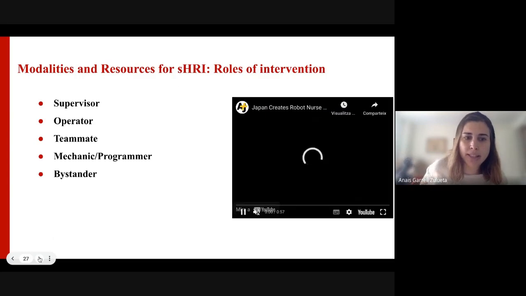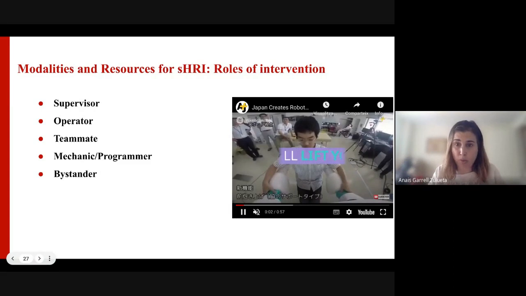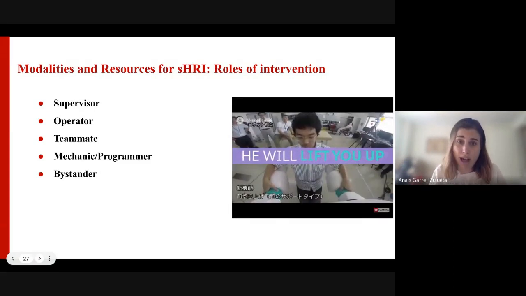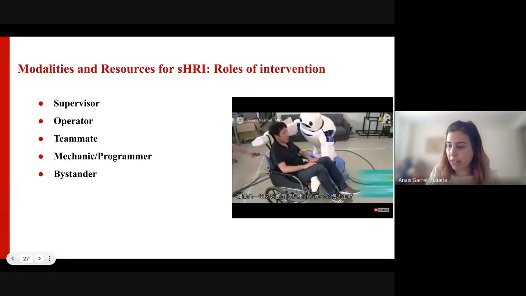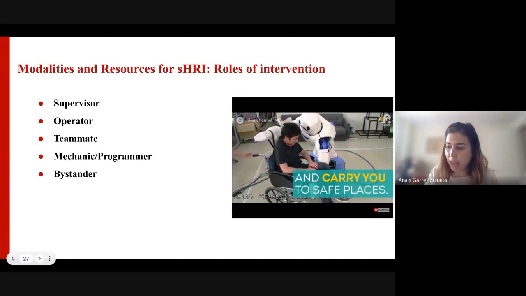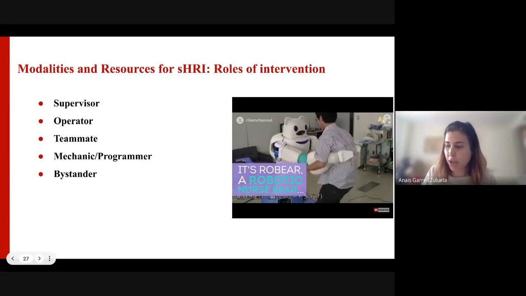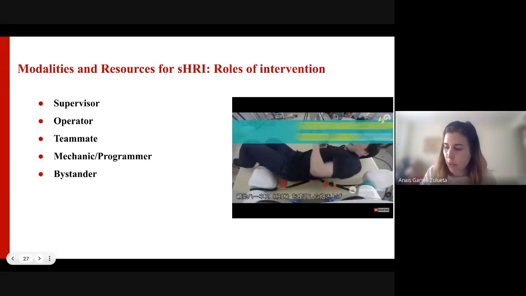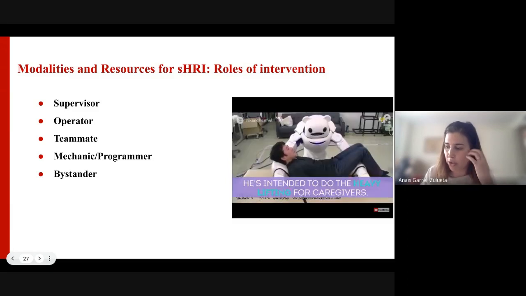Let's move forward. Then we have the mechanic and the programmer. It's the person who creates the robot and the person who makes all the algorithms. And finally, we have the bystanders. The bystanders are people that have no formal training using those robots, but must coexist with them. For instance, robots in healthcare situations, floor cleaning robots, robot pets.